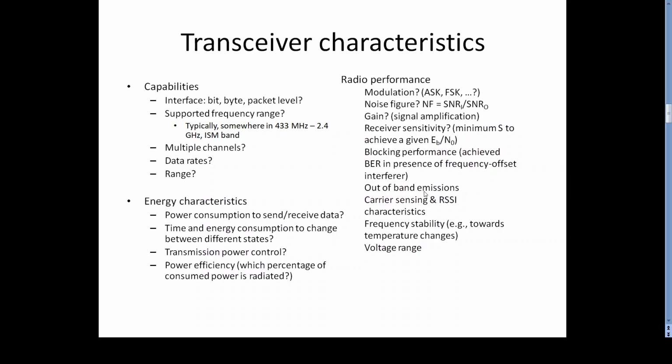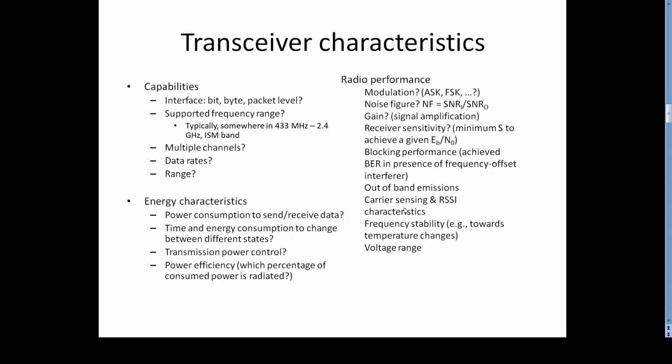Out of band emissions. The inverse to adjacent channel suppression is the out of band emission of a transmitter. To limit disturbance of other systems or of the WSN itself in a multi-channel setup, the transmitter should produce as little as possible of transmission power outside of its prescribed bandwidth, and it should be centered around the carrier frequency.